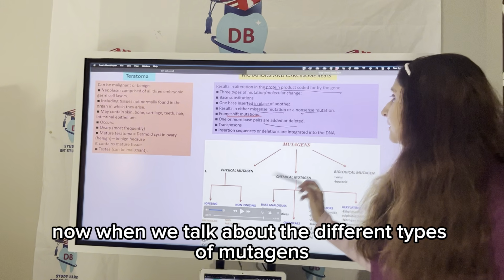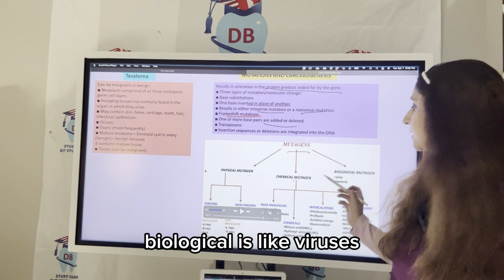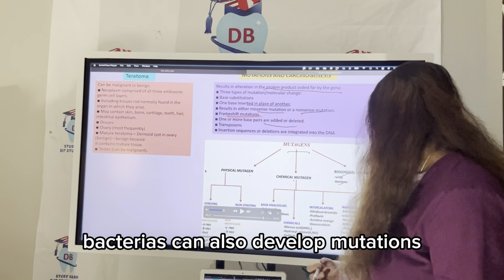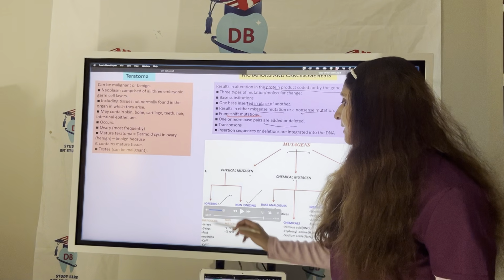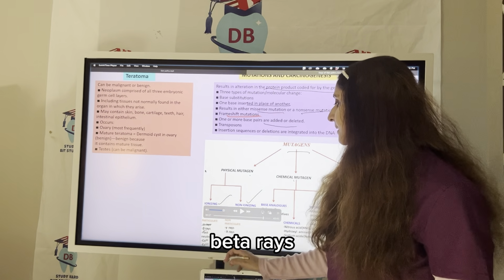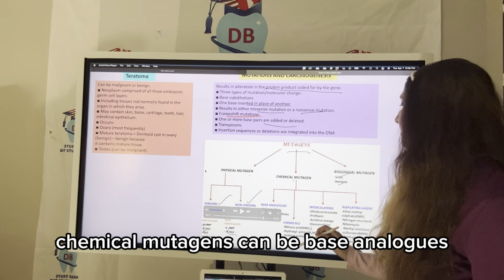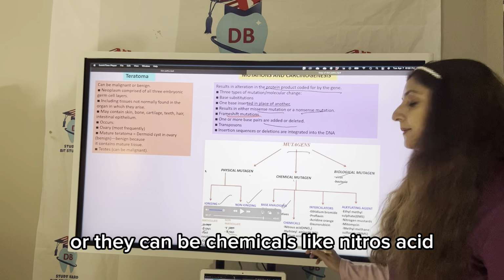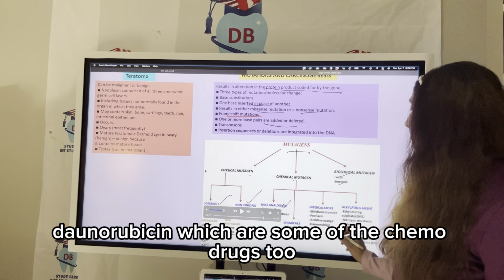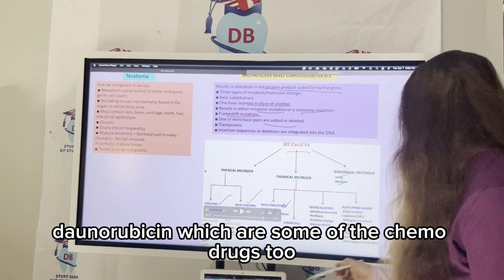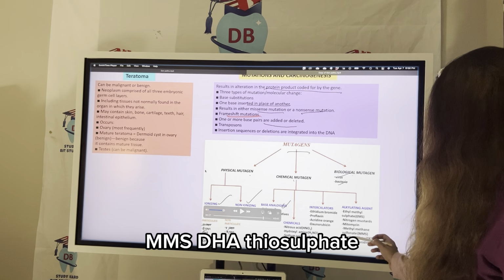Now, when we talk about the different types of mutagens, we have three types of mutagen: physical, chemical, and biologic. Biologic is like viruses, bacteria can also develop mutations. Then physical mutagens are like ionizing or non-ionizing radiations. Ionizing radiations like your alpha rays, beta rays. Non-ionizing like your X-rays or your gamma rays. Chemical mutagens can be base analogues, or they can be chemicals like nitrous acid, hydroxylamine, or proflavin, daunorubicin, which are some of the chemo drugs too. Alkylating agents, nitrogen mustard, mitomycin, MMS, diethyl sulfate.